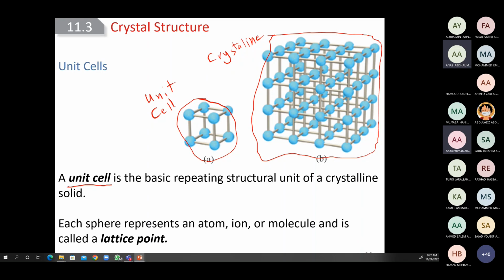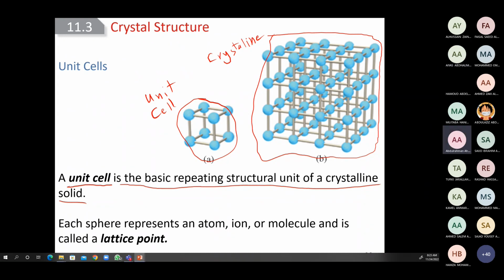That's the base that is repeated. Exactly. So if you repeat the unit cell, what will happen? You will get the whole structure, the crystal. Yes, exactly. And then what's the unit cell? Read it here. Basic repeating structural unit of a crystalline solid. You got it?